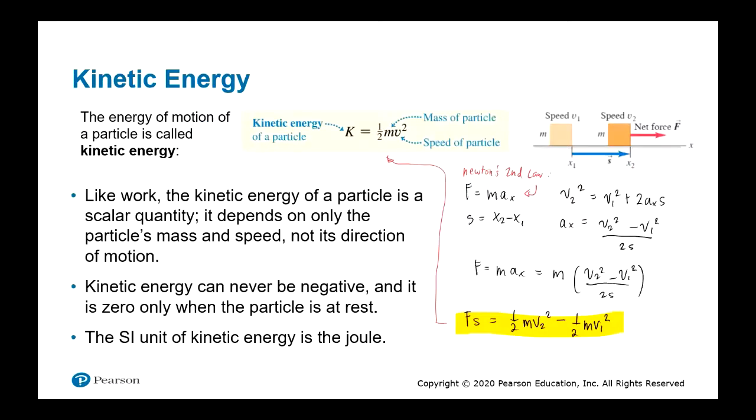So we can already see that there is a relationship between work and a changing speed. So let's look further into that and come up with an expression for kinetic energy. The image on the upper right shows a block of mass m, and it moves from x1 to x2, and a constant net force is applied in the direction of the motion of the block.